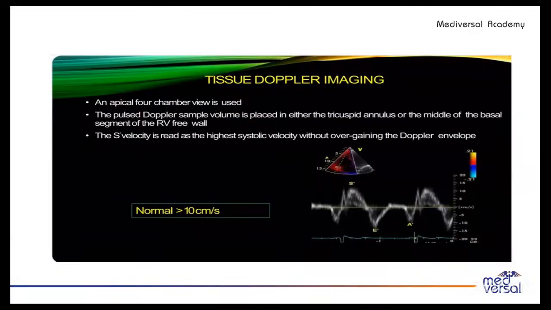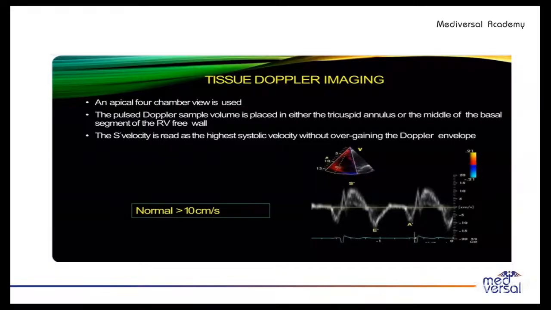The other thing is tissue Doppler imaging. In tissue Doppler imaging, you get the apical 4 chamber view, and the pulsed wave Doppler sample volume is placed either on the tricuspid annulus or the middle of the basal segment of the RV wall, and you can get the S prime velocity. Generally, normal S prime velocity is more than 10 centimeters per second. Simply, there is a software like tissue Doppler imaging.